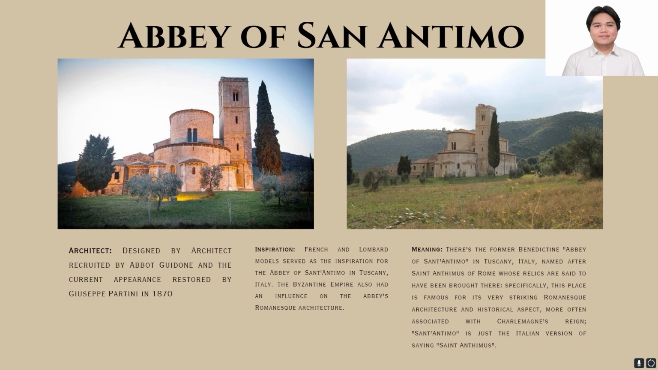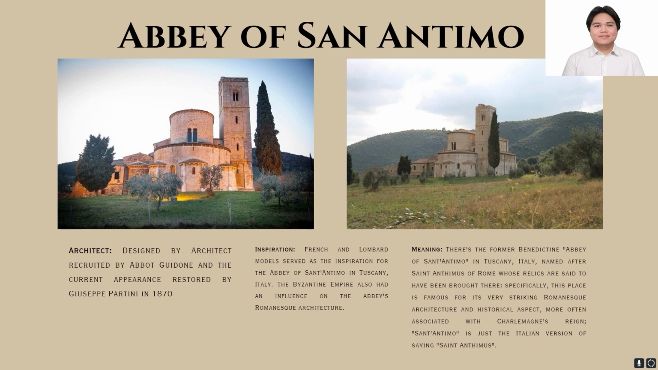The Abbey of San Antimo was designed by an architect recruited by Abbot Gidon, and its current appearance was restored by Giuseppe Partini in 1870. French and Lombard models served as the inspiration for the Abbey of San Antimo in Tuscany, Italy. The Byzantine Empire also had an influence on the abbey's Romanesque architecture.